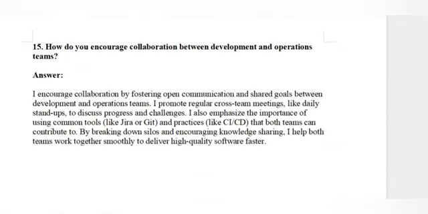Question number 15. How do you encourage collaboration between development and operations teams? You can answer this question as I encourage collaboration by fostering open communication and shared goals between development and operations teams. I promote regular cross-team meetings like daily stand-ups to discuss progress and challenges. I also emphasize the importance of using common tools like Jira and Git and practices like CI/CD that both teams can contribute to. By breaking down silos and encouraging knowledge sharing, I help both teams work together smoothly to deliver high quality software faster.